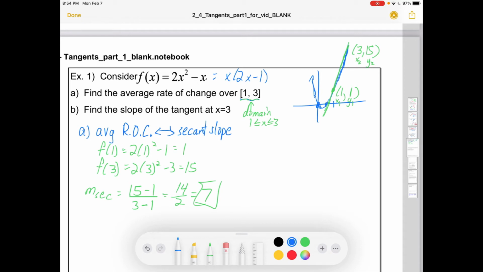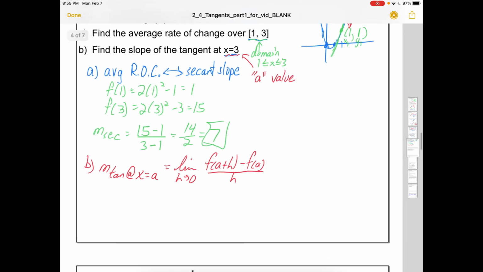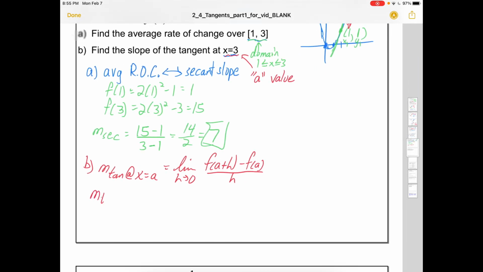Now, if I want to find the instantaneous rate of change, or the tangent slope right at x equals 3, that is probably going to be steeper. And we've got this handy-dandy formula now. Slope of the tangent at x equals a is the lim as h goes to 0 of f of a plus h minus f of a all over h. For us, this 3 here, that's our, quote, a value. That's the value that we care about. Okay, so we want the tangent, not just anywhere, but the tangent at x equals 3.